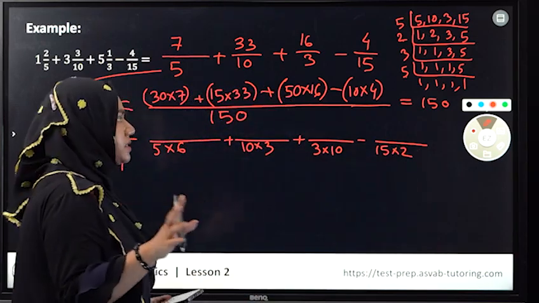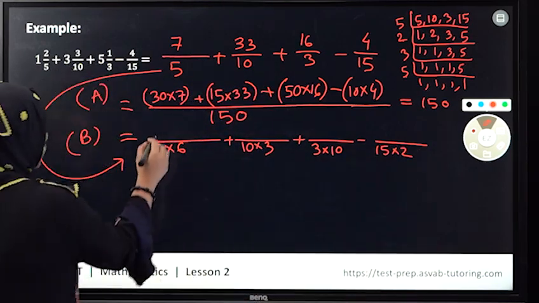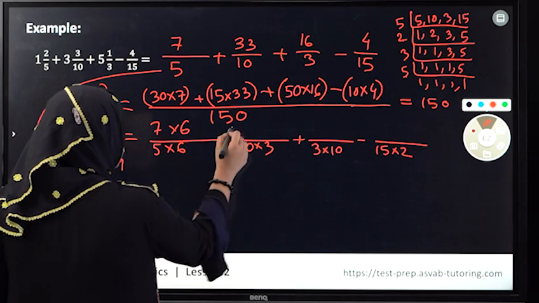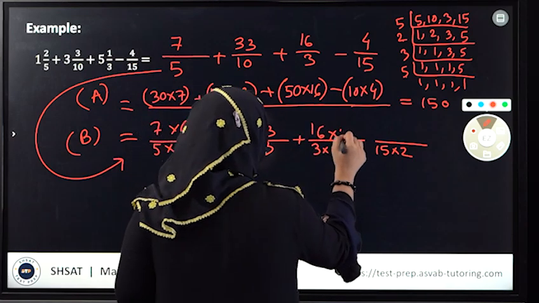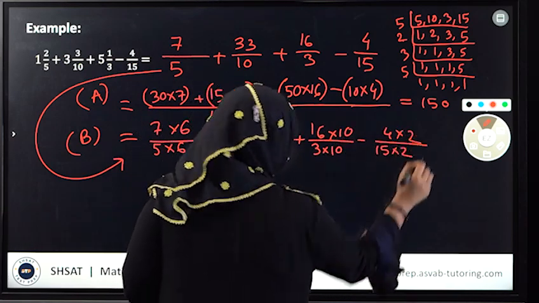So this is another strategy. And in the numerators, you need to do the same. Because we have 7, we have 7 times 6. We have 33, we do 33 times 3. We have 16, we do 16 times 10. We have 4, we can do 4 times 2.